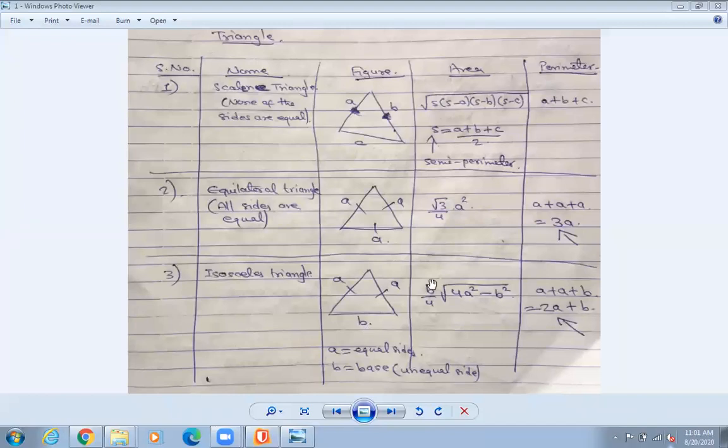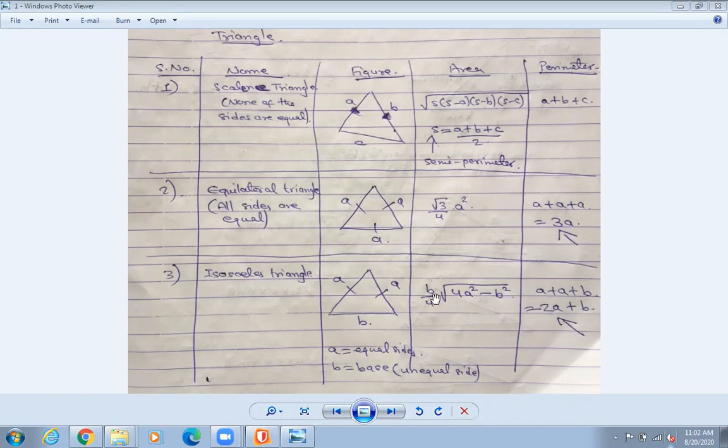Now, what is the formula for the area of the isosceles triangle? Suppose your question gives 3, 3, 4. So 3, 3, they are equal, so equal sides are A. The unequal one is B. Whenever you are going to use the formula, because in the formula there is B and A, A means the equal sides, and the unequal side is called B. So B by 4 root under 4a square minus b square. This is going to be the formula of the isosceles triangle. B by 4 root under 4a square minus b square.